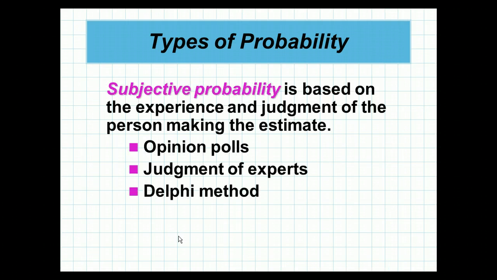Now, subjective probability is different from objective in that subjective probability is just like it sounds. It's based on the experience and judgment.